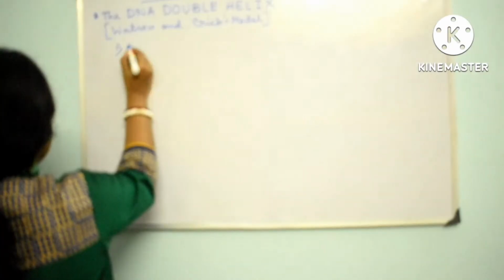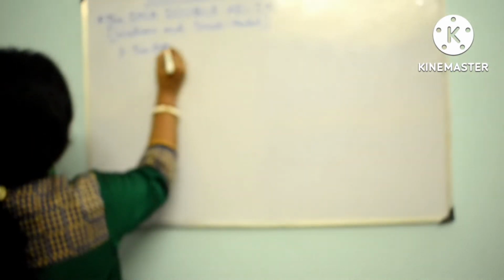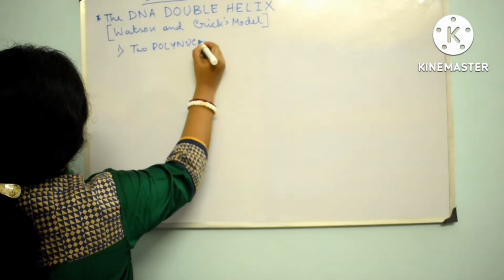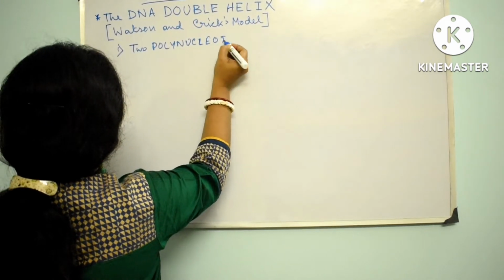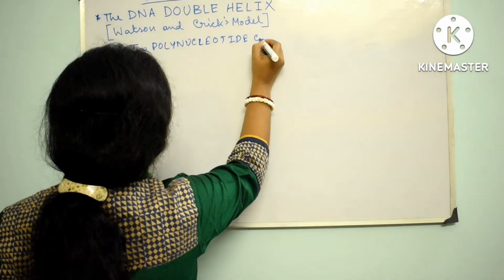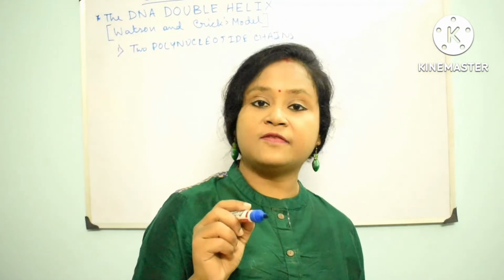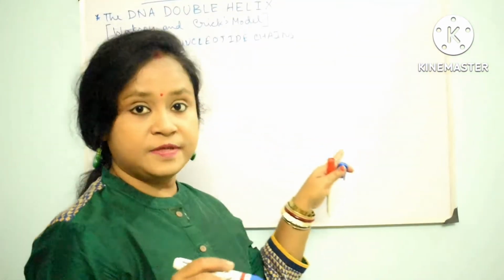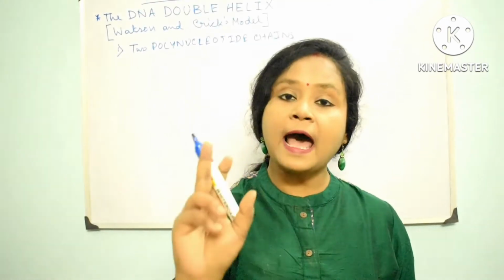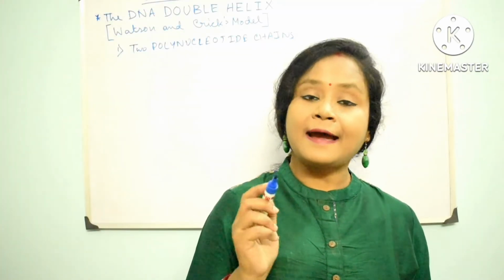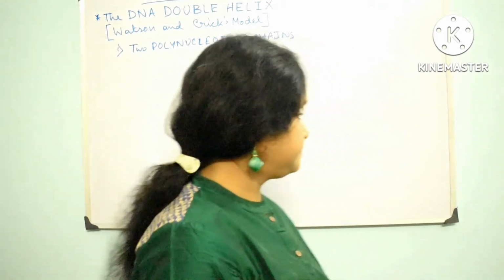Now, what was the proposed 3D model? Point number 1: Watson and Crick proposed that DNA molecules consist of two polynucleotide chains. How a single polynucleotide chain is formed in the case of DNA, I had already described. The two polynucleotide chains are wound around each other in a right-handed double helix fashion.